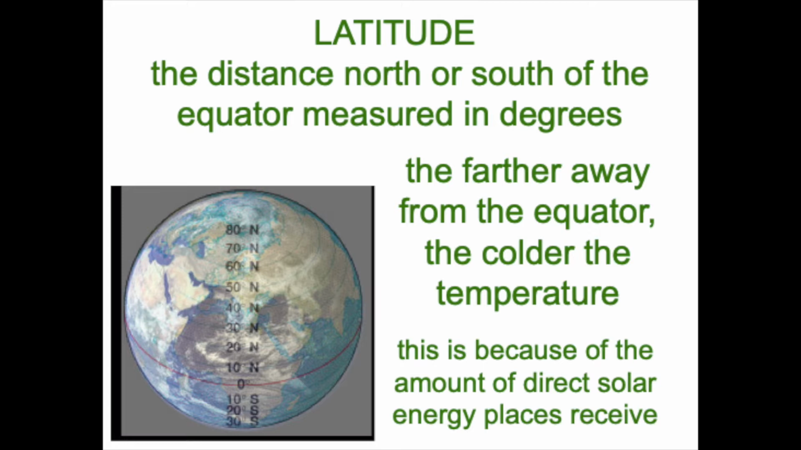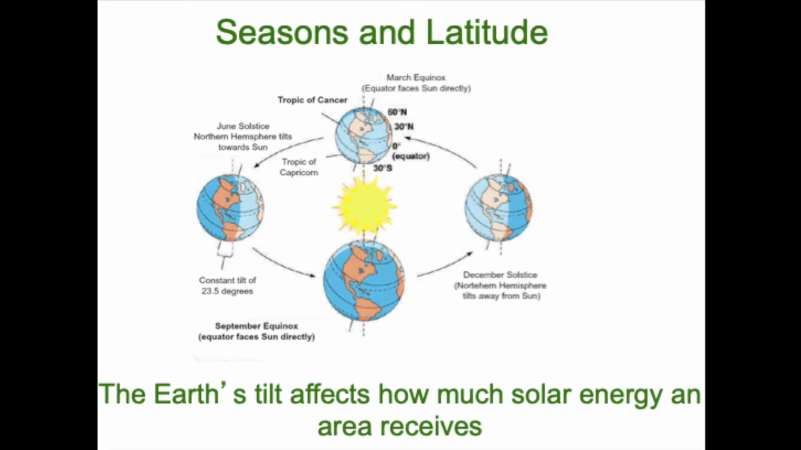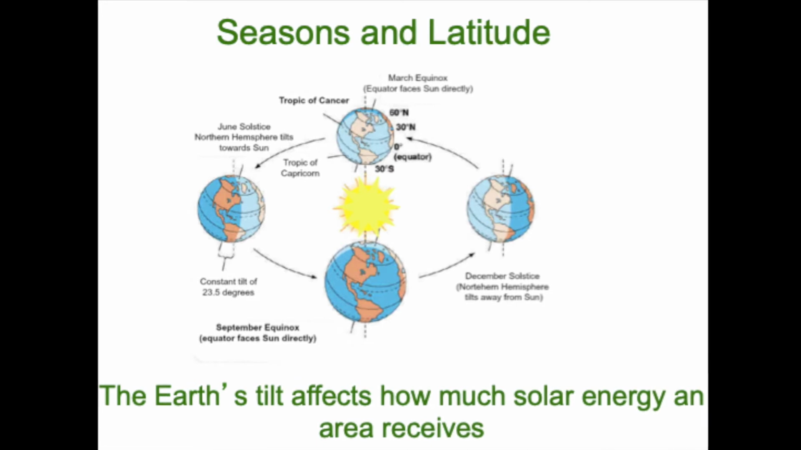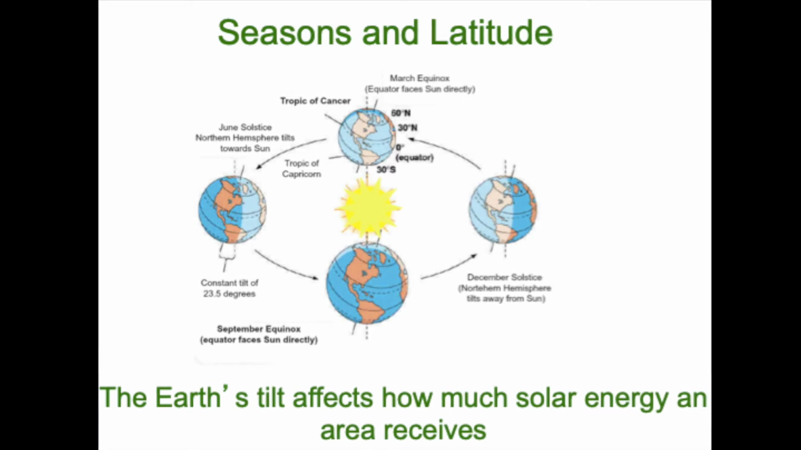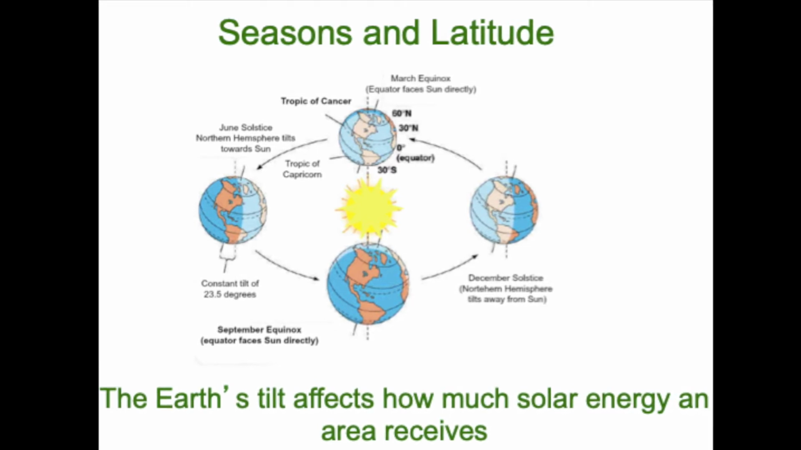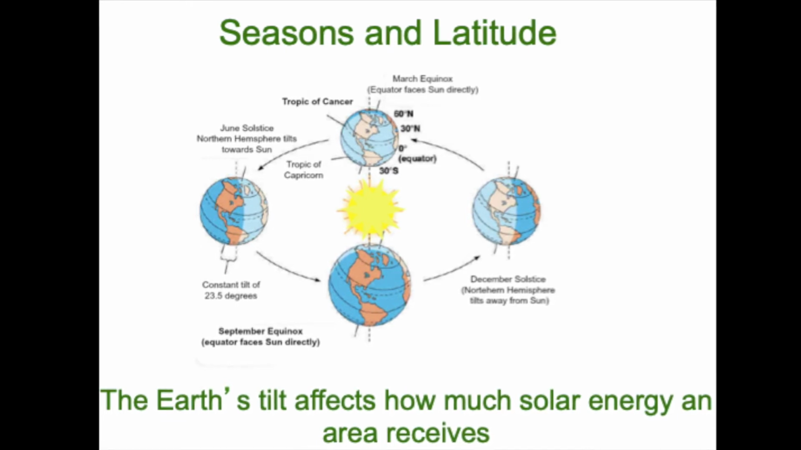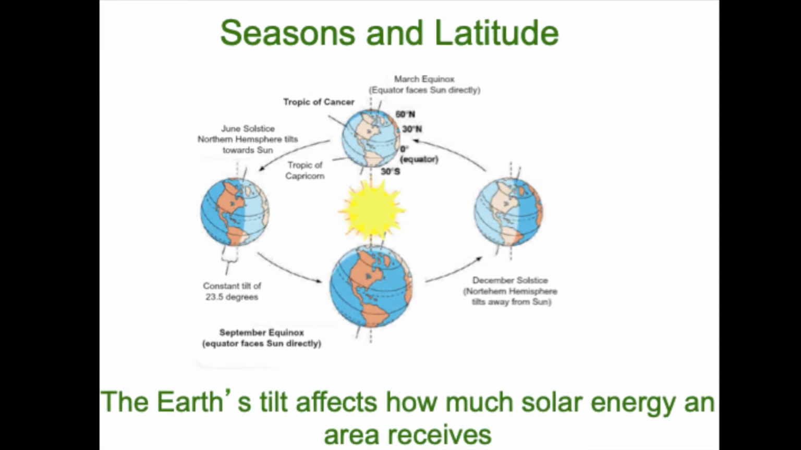It's because of the amount of direct solar energy each place receives from the sun. As you can take a look at in this diagram, the Earth's tilt affects how much solar energy the area receives. If North America is tilted towards the sun, of course they're in summer. If it's tilted away from the sun, they're in winter. And in between we have spring and fall. Likewise, for our friends down in Australia, it's the exact same situation. If the southern hemisphere is tilted towards the sun, they're in summer. If it's away from the sun, it's winter, and in between, spring and fall.